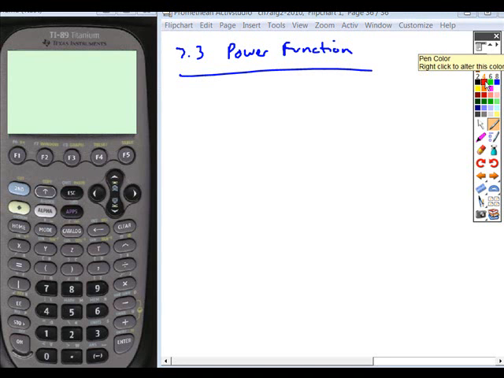The first thing to talk about is just to recognize some terminology. If you see a power function, you see something that states "power function," it's speaking of the following form.